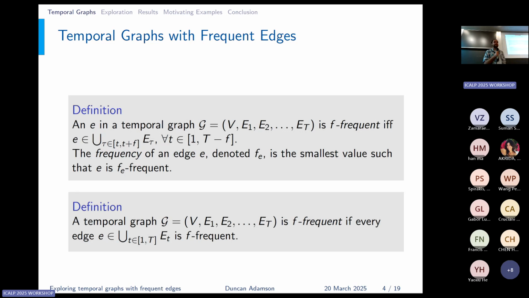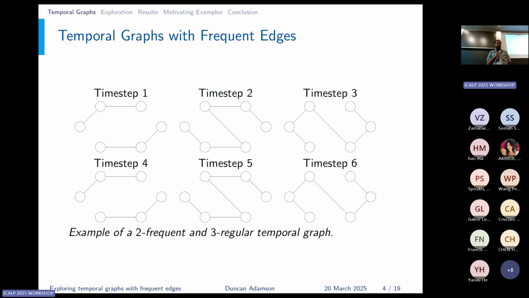The idea here is that, as we were saying, what we want is to say that the edge appears at least once in the next f time steps, but not necessarily with any regularity. And the goal here is that it means we have some bounds on how long we might have to wait before taking an edge, or transitioning along the edge if we're doing some exploration. And again, a graph is f frequent if every edge is f frequent.